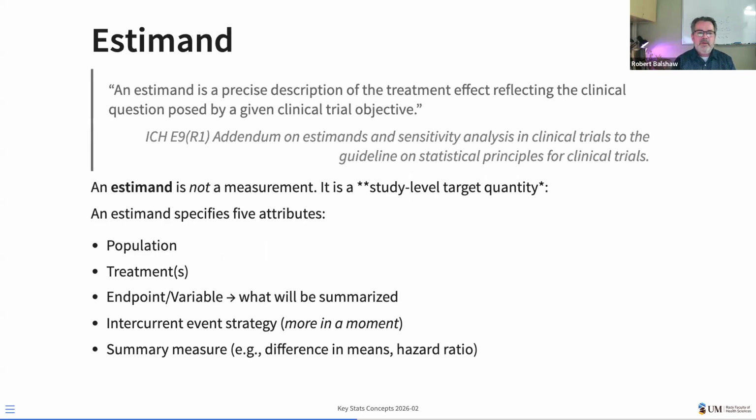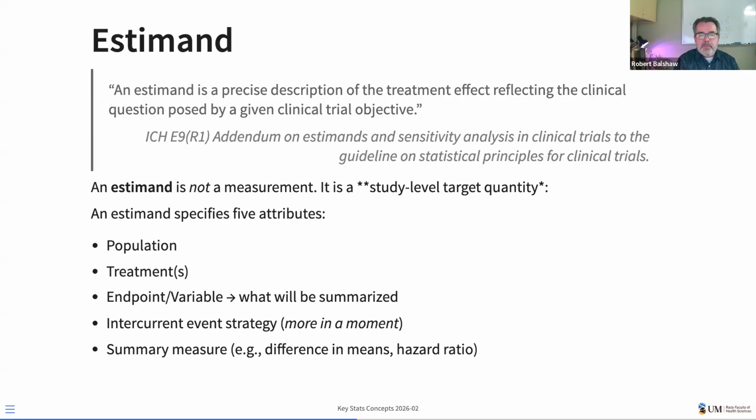They give us the estimand, which the ICH E9 R1 document, the addendum on estimands, the estimand framework, says is a precise description of the treatment effect which reflects the clinical question posed by a given clinical trial objective. And as we've seen, endpoints and design and objectives and all those things come together. Once we work our way down to that, often having established what the estimand is, the rest of the study just sort of falls into place.